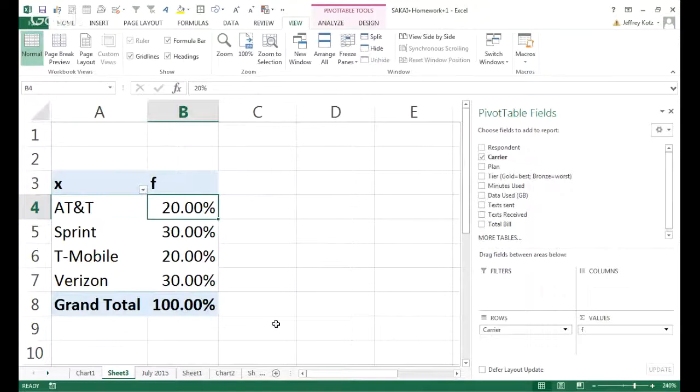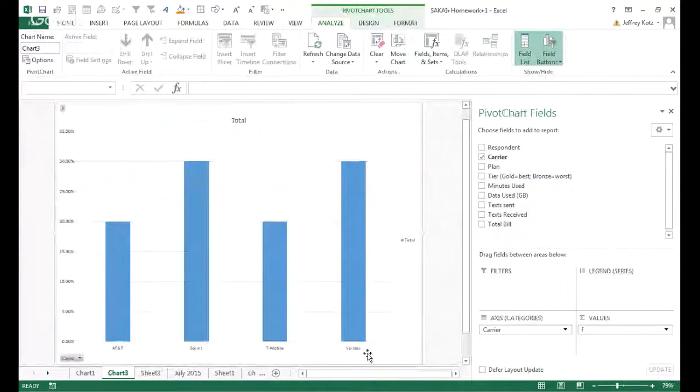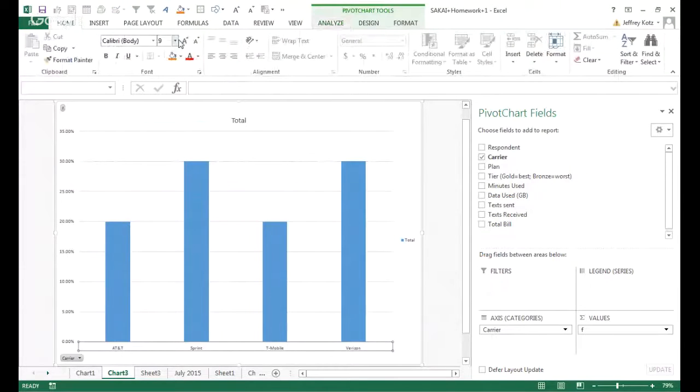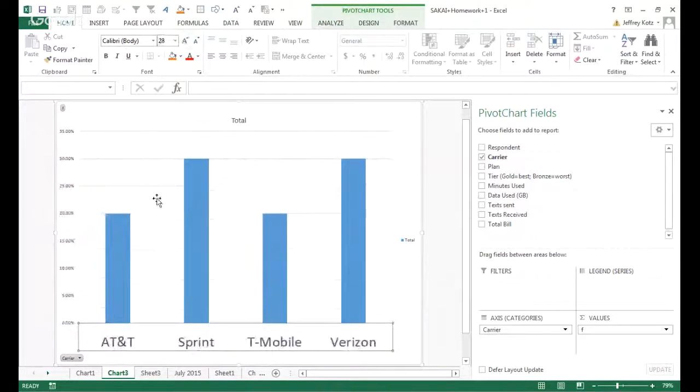Now, the way we can represent different frequencies would be perhaps using something like a bar chart. In this case, we can see that 20% of people in our sample are AT&T customers, 30% are Sprint customers, and so on. This is a bar chart. This is not a histogram. A histogram, your textbook is going to argue, is only used for continuous data.